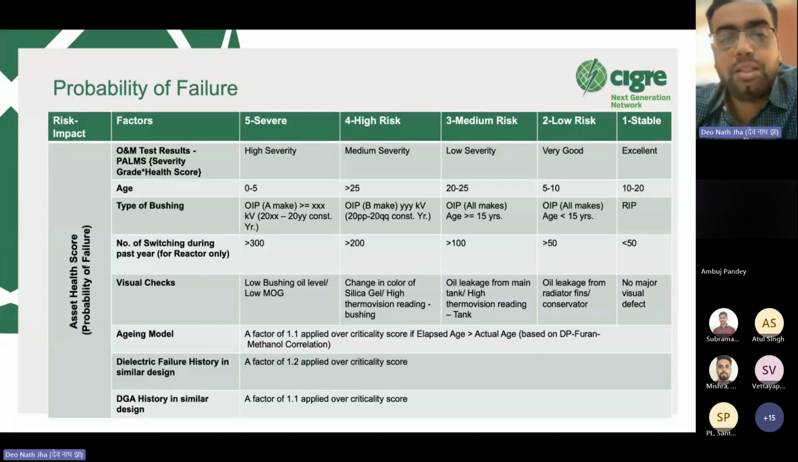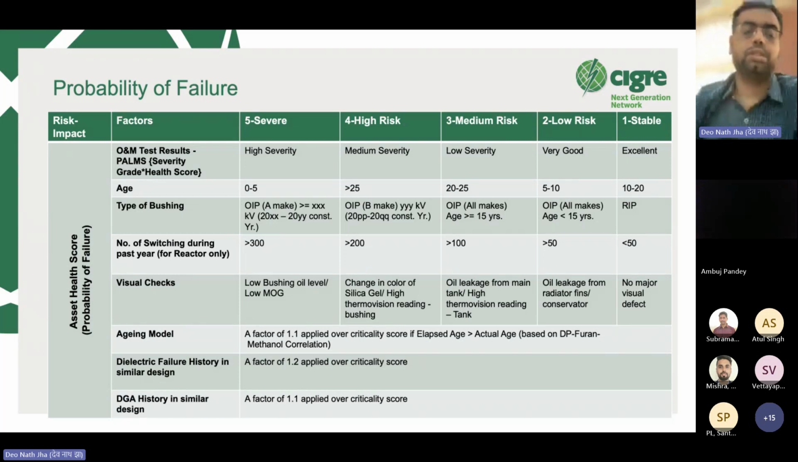And we have seen the transformers to be mostly stable between 5 to 20 years of age, so that has been categorized as low risk or stable. And type of bushing, various utilities based on experience have observed that OIP bushings have had a very high rate of failure compared to RIP bushings. So that is reflected here.